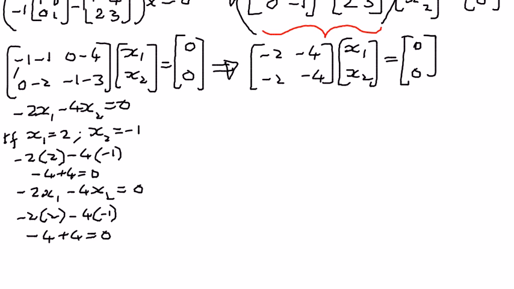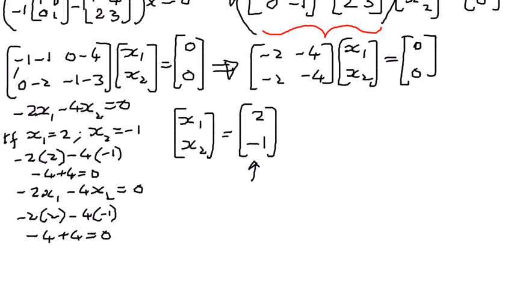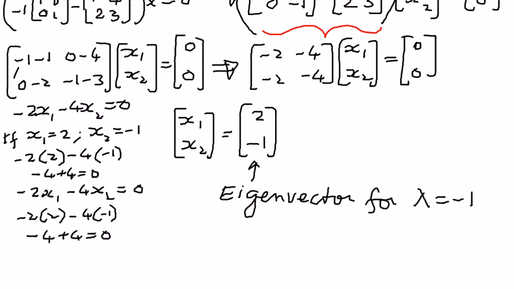And therefore, we can come back here and say x1, x2 is a vector, and the values of this vector are 2 and -1. So these are the eigenvectors corresponding to the eigenvalue lambda 2 equals -1. So let me write that here. This one here is called the eigenvector for the corresponding eigenvalue lambda equals -1.